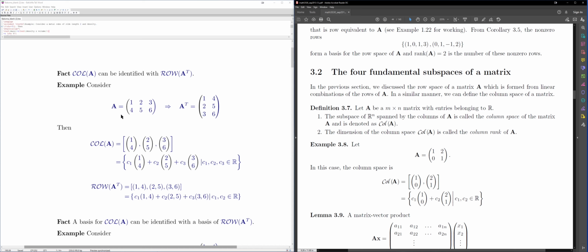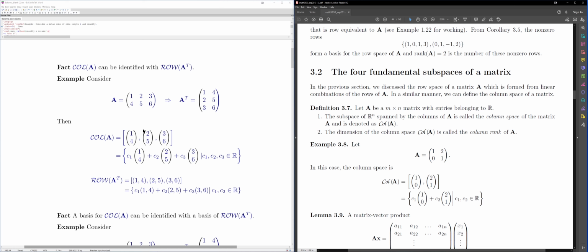Okay, and let's see, what's the column space of A, which is what I'm interested in? For the column space of A, you're taking your columns. In this case, you have three columns over here: 1, 4, 2, 5, and 3, 6. And you're taking all linear combinations of those. So this is your column space of A.